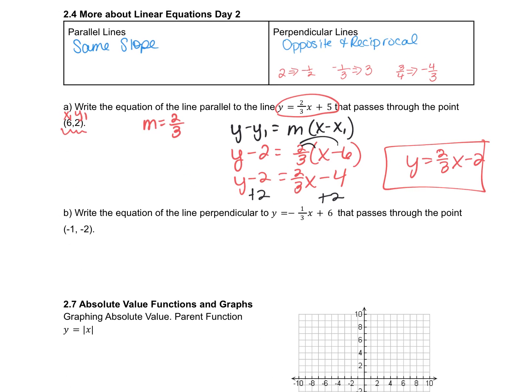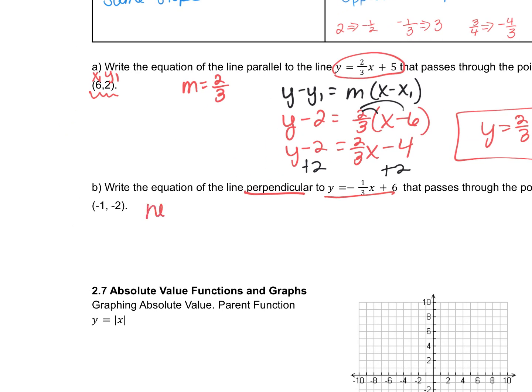All right, so write the equation of the line. Now this one is going to be perpendicular to this that passes through that point, negative 1, negative 2. So your new slope is going to be the opposite reciprocal of negative 1/3. So the opposite would be positive, reciprocal would be 3. And then you have your point, x1, y1 there. All right, let's go ahead and plug it in.